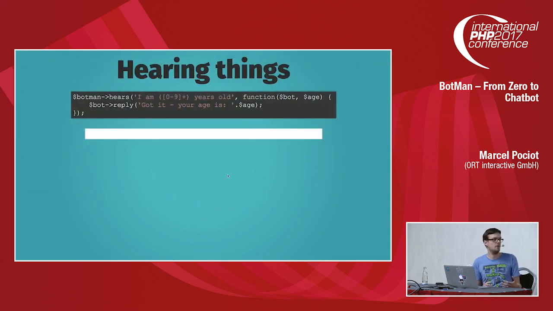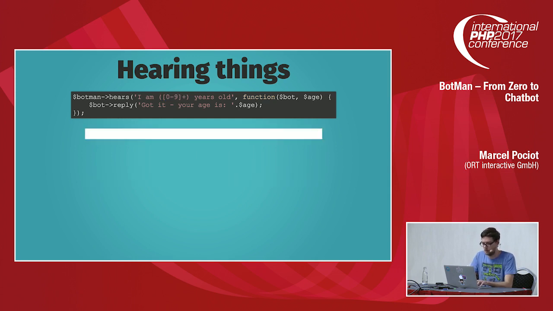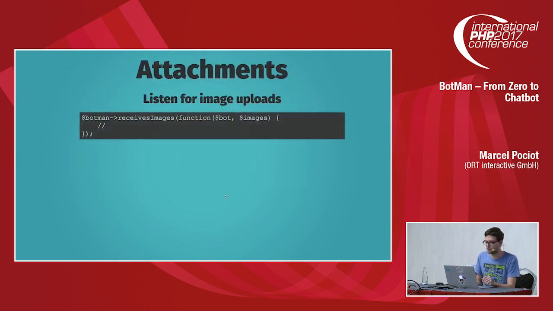If you want even more control of these parameters, maybe you want to validate them, you can also use regular expressions. So in this case, I give it the number regular expression to only accept numbers. So if I type, I am 32 years old, which I am, again, all the regular expression matching groups will be appended to the closure, and you can use it in there. And if I type, I am 30 years old, it wouldn't match.